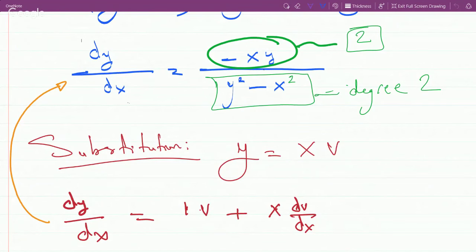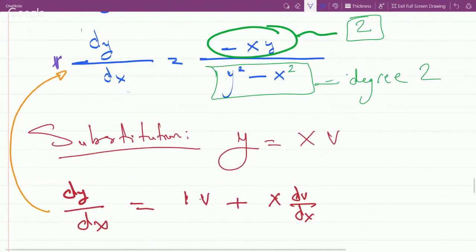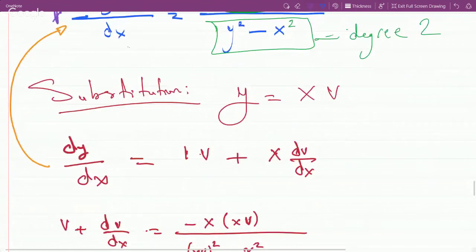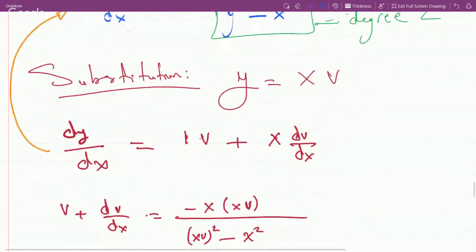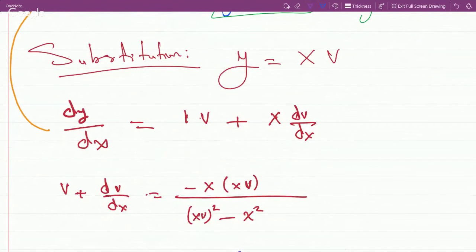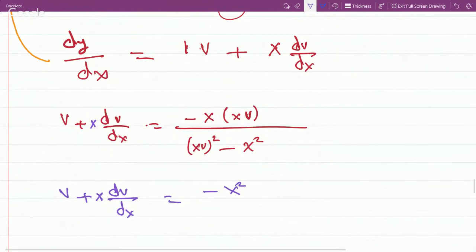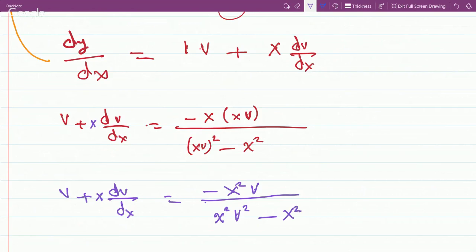So dy over dx is the product rule: derivative of x is 1 times v, plus x times the derivative of v, which is dv over dx. Then you plug this back into the differential equation. We replace every y with xv and dy over dx with v plus x dv over dx, equal to minus x squared v over x squared v squared minus x squared.